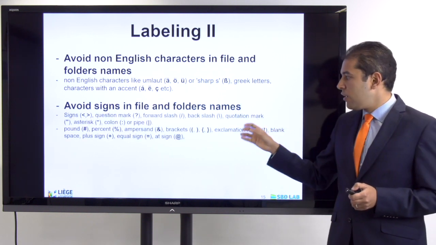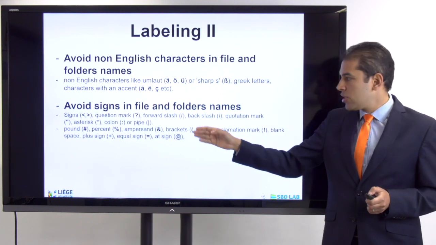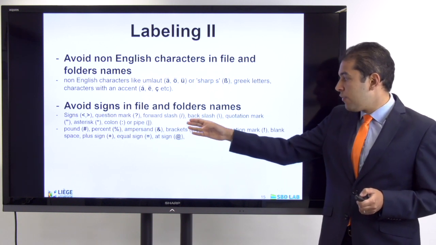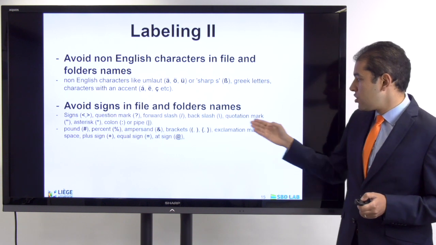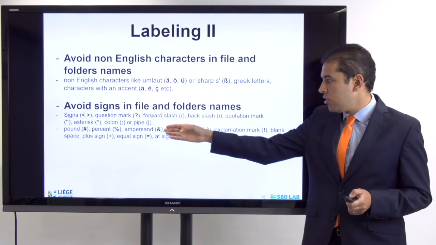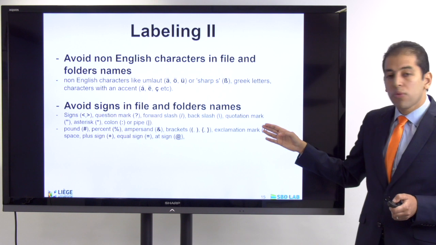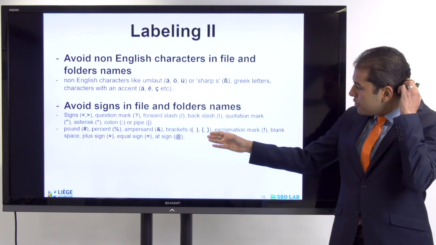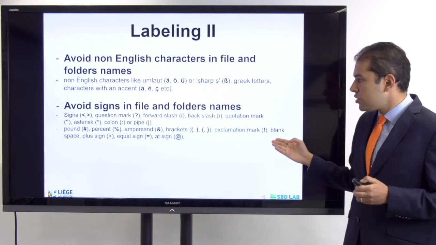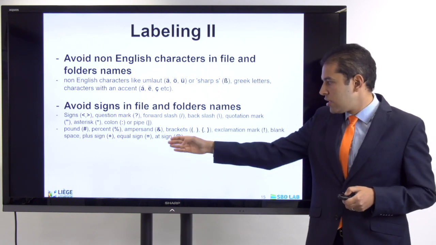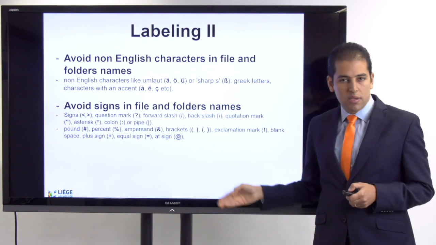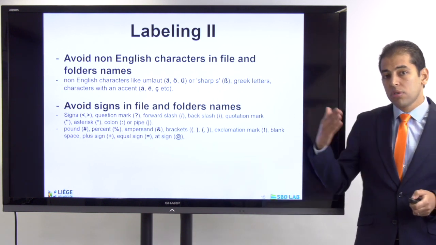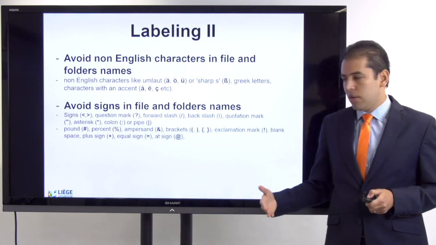Avoid signs in file and folder names, also special signs like question marks, forward slashes, backslashes, quotation marks, asterisks, colons, or pipes. These are all forbidden. Avoid pound, percentage, ampersand, brackets, exclamation mark, blank spaces, plus signs, equal signs, and at signs. These are all signs that should be avoided from any naming of folders or files on your PC or laptop.